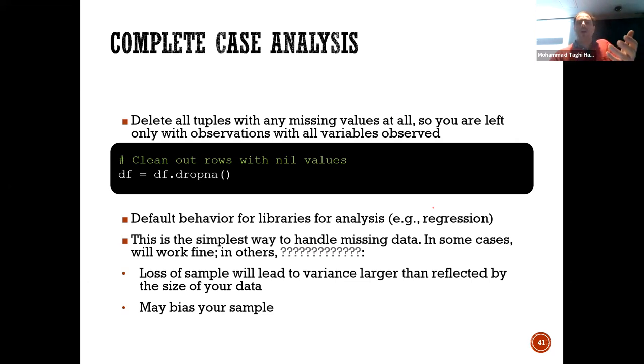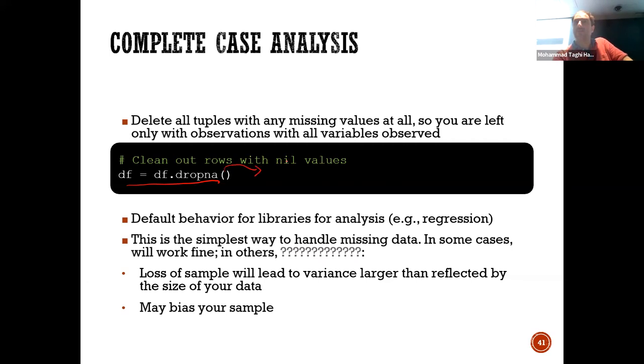So how can we essentially fill in the data? There are some ways. One easy way is to delete all tuples with missing values. For example, if you say df.dropna(), all rows with a null value or NaN will be dropped. How can we remove all the columns that have a null value?